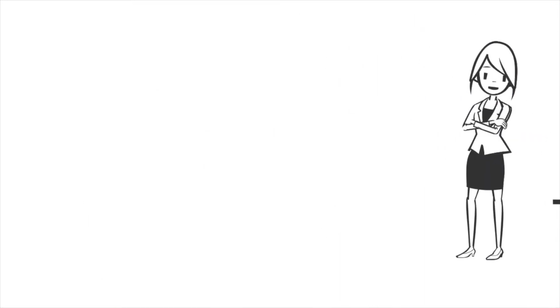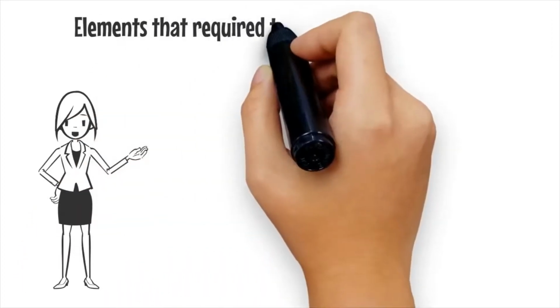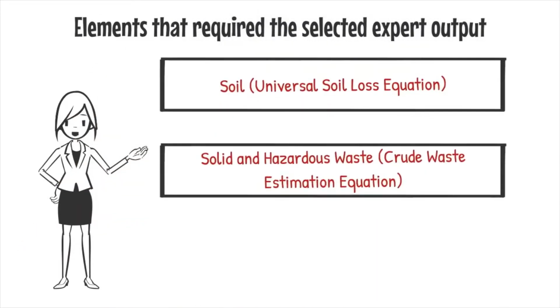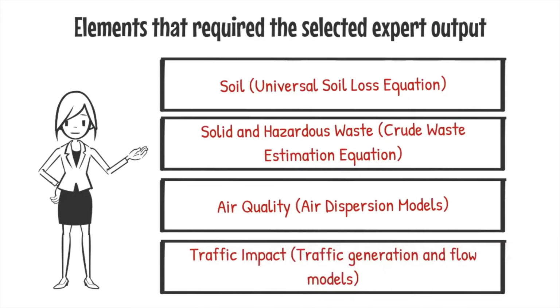Step 5 is about the impact prediction. This step is important to forecast environmental impacts using prediction models and mathematical equations. This step is the most scientific part in environmental impact assessment. It requires the selected experts' output. The common prediction models and mathematical equations for specific environmental impacts are as follows. For soil, they usually use the universal soil loss equation. For solid and hazardous waste, they use the crude waste estimation equation.